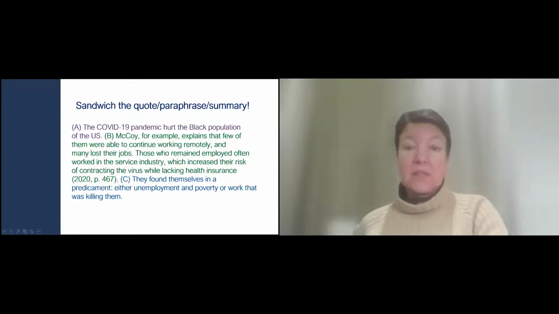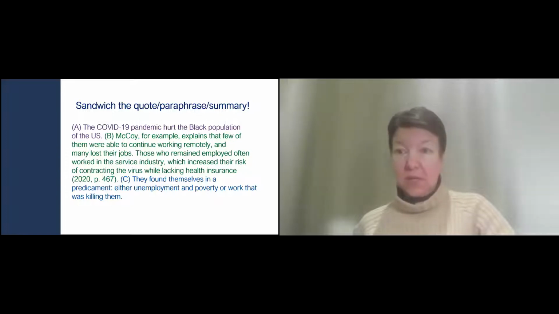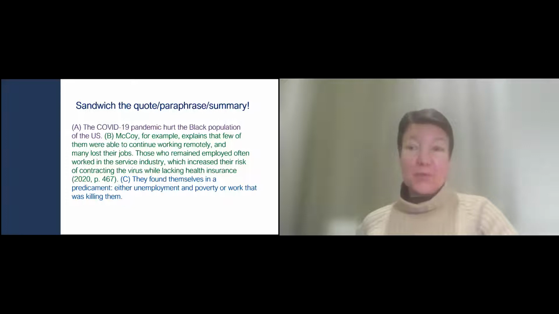And after that, we have, again, the interpretation of the person who writes this article for publication, right? The person who writes this paragraph. I would call this person the author of this particular paragraph. They themselves in a predicament, either unemployment and poverty, or the work that was killing them, because the source that we were reading at the time showed us this kind of contradiction, right?